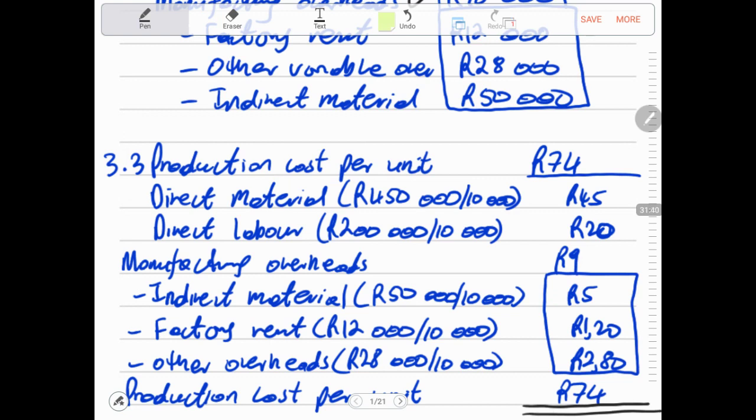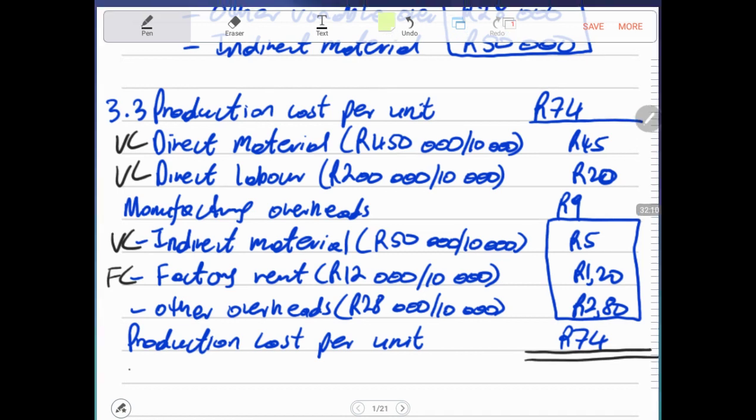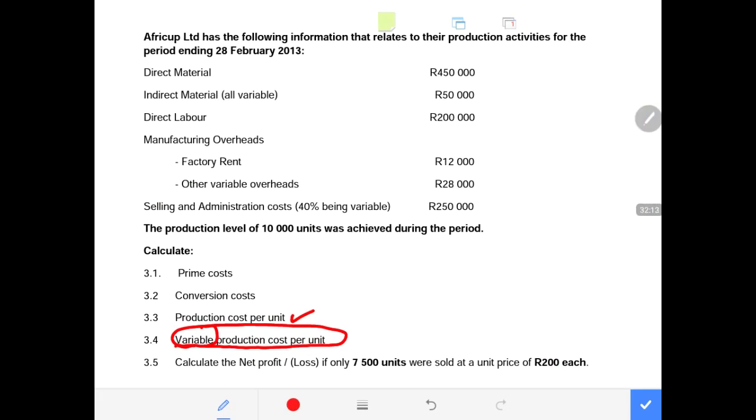We know that our direct material is a variable cost that I mentioned before. Direct labor is a variable cost, and under our manufacturing overheads, they told us that this is variable cost. We said this is definitely a fixed cost because it's rent. Now, under our other overheads, we need to check which of the overheads were variable. Oh, they specified that it was other variable overheads.